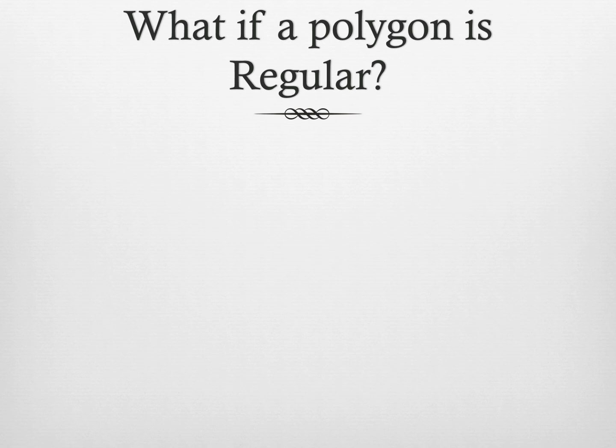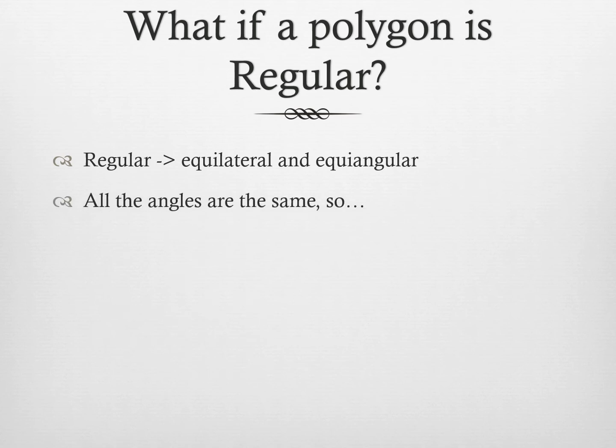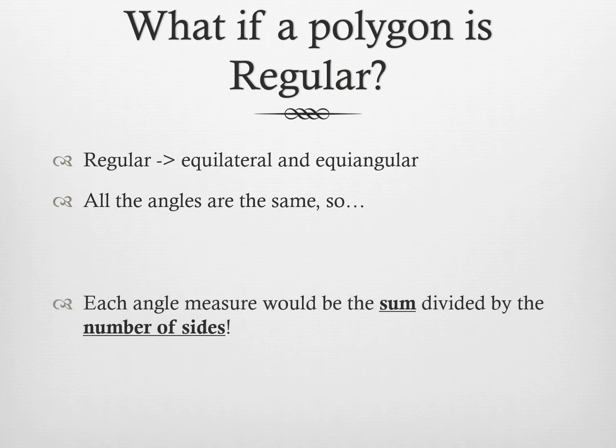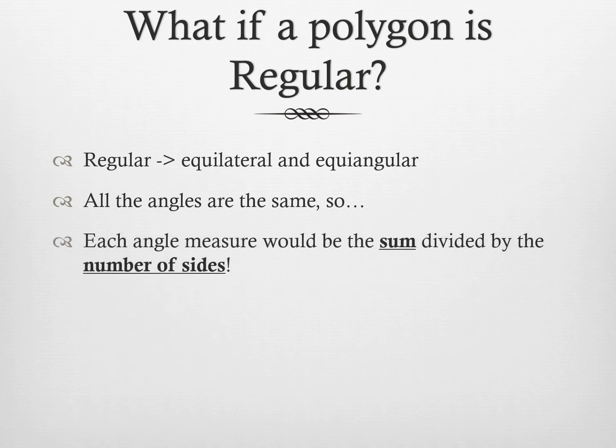So it gets a little bit more exciting when we talk about a polygon being regular, because then we can start talking about each individual angle. So remember that regular means it's both equilateral and equiangular. So if all of the angles are the same, then we can get each angle measure by taking the sum and dividing it by the number of sides. Let's do an example real quick.